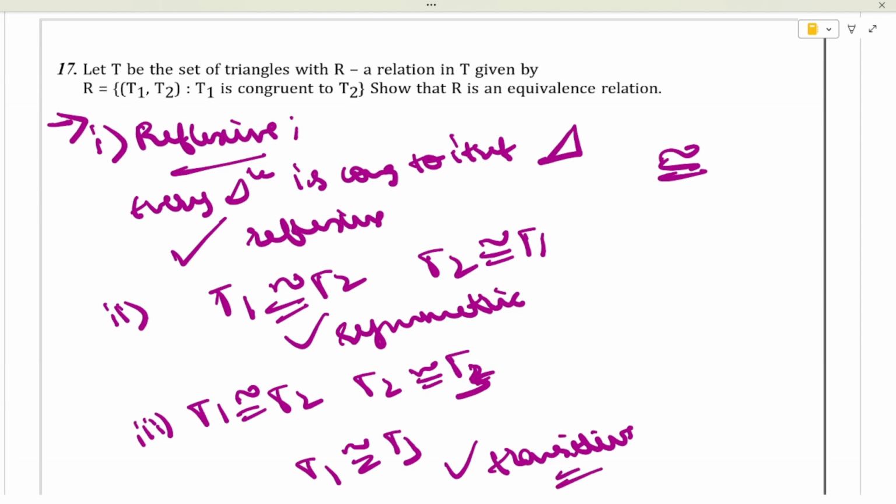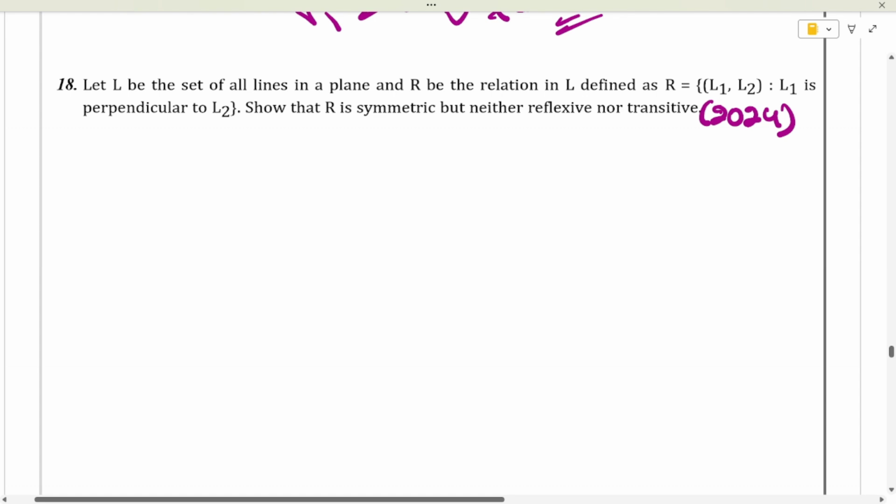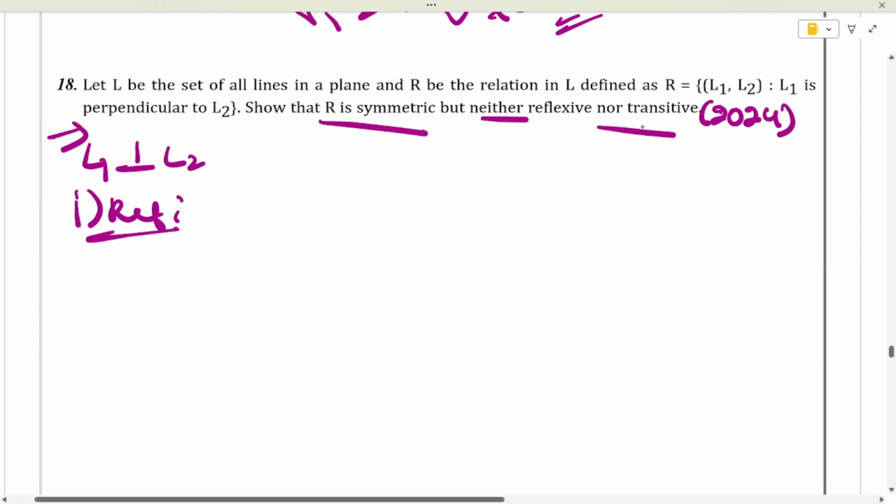So you can say that it is transitive also. Now the next question is repeated in 2024. Listen carefully. They have given perpendicular: L1 is perpendicular to L2. Let's consider reflexive; understand it carefully. They have given a set of lines in a plane, that means L1 and L2 are the lines. L1 is perpendicular to L2. You have to prove it is symmetric, but neither reflexive nor transitive.